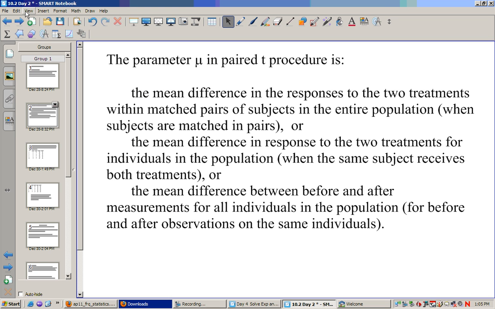The parameter mu in a paired t procedure is the mean difference in the responses to the two treatments within the matched pairs of subjects in the entire population. When subjects are matched in pairs, it is the mean difference in response to the two treatments for individuals in the population. When the same subject receives both treatments, or for before and after measurements on the same individuals, it is the mean difference between before and after measurements for all individuals in the population.